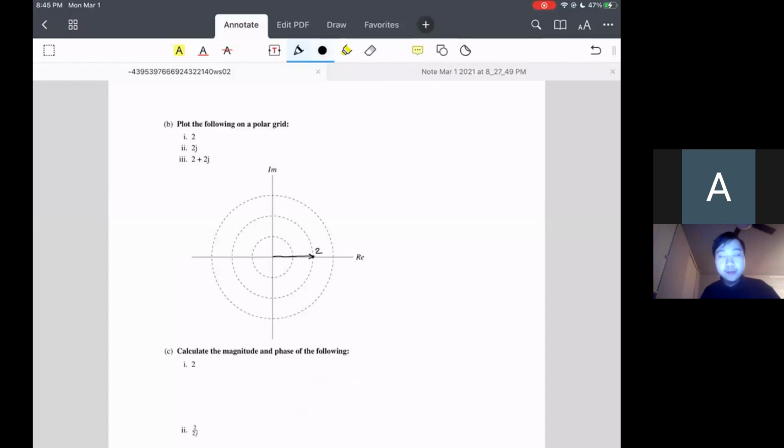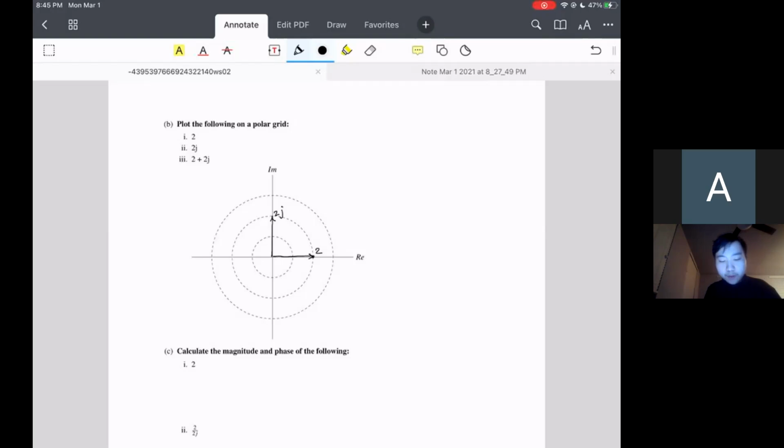And with a similar logic, we know that 2j, in terms of the rectangular form, its coordinates would just be 0, 2. Okay? And so that would just be 2j. I mean, if you want to think about it using the polar form, same thing. The magnitude is still 2, the norm is still 2, but the phase, which is again the theta, would be pi over 2, which is 90 degrees.